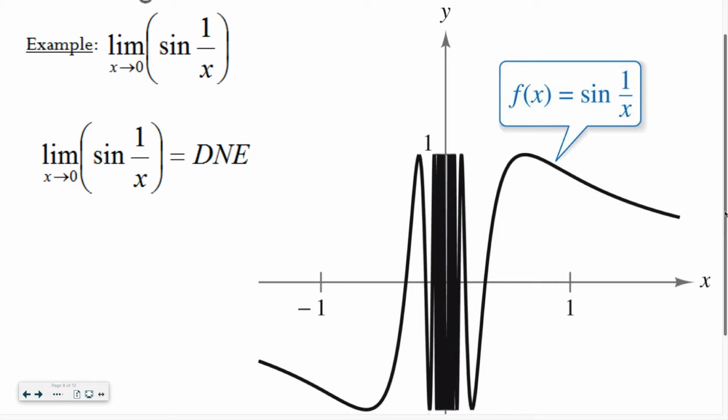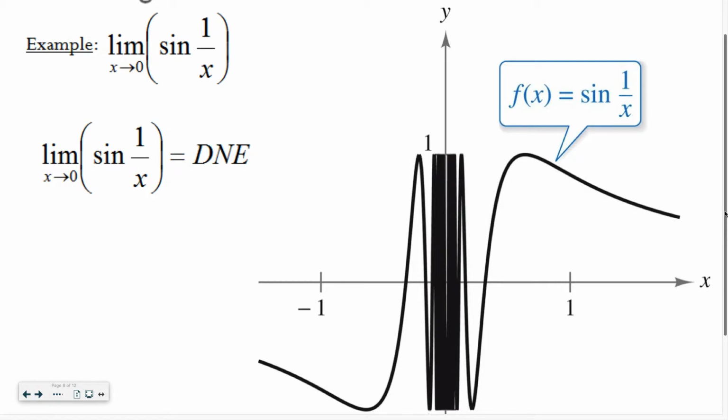So this graph is the sine of 1 over x. Everywhere else it's fine. But as we approach 0, that's where we get this crazy oscillating behavior, and we can't tell what's going on. So we have to say that the limit doesn't exist.